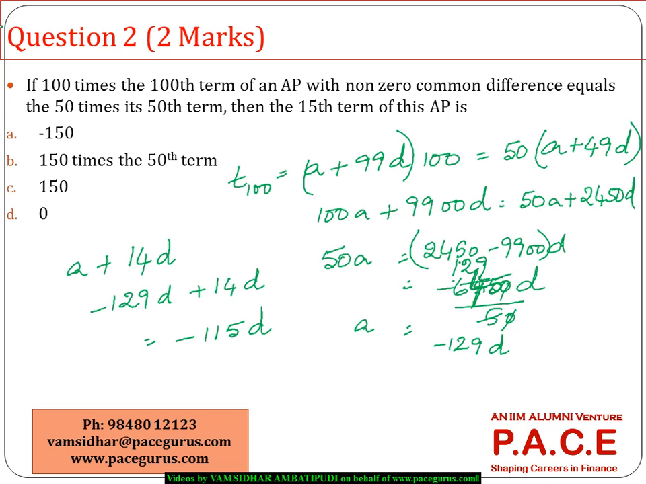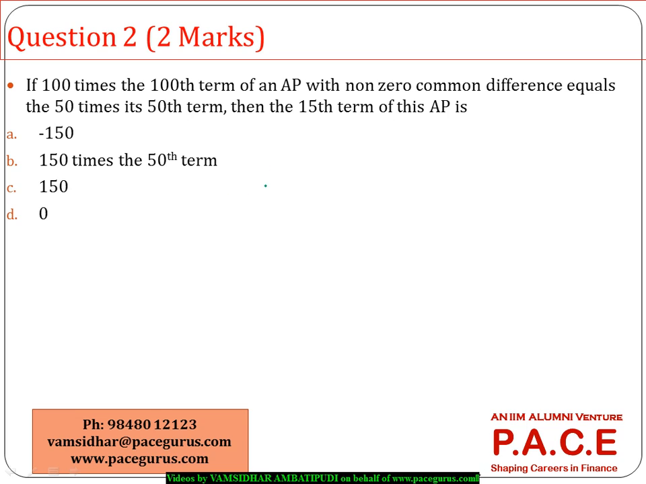If I talk about the 50th term, what is the 50th term? A plus 49D, minus 129D plus 49D, working out to minus 80D. No, let's do once again. 100 times 100th term of an AP, A plus 99D, is equal to 50 times the 50th term.